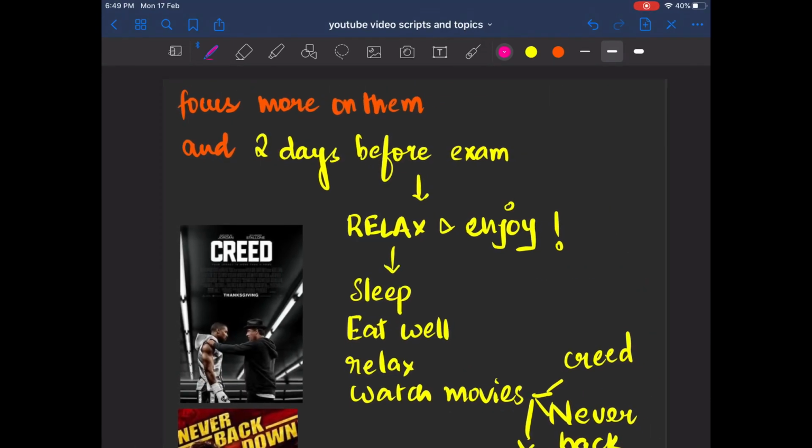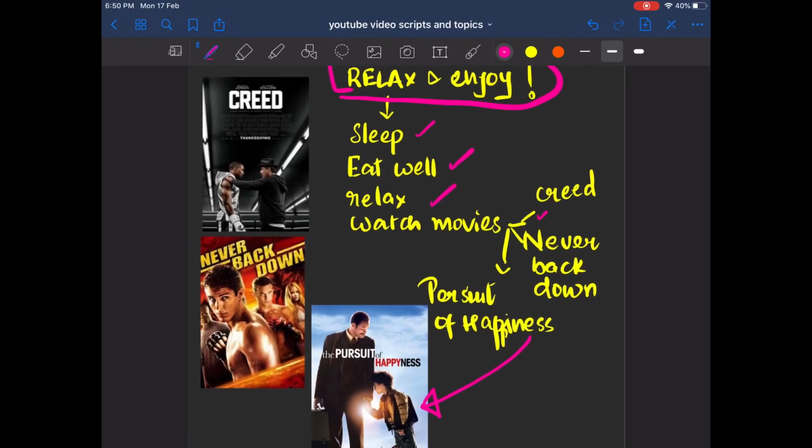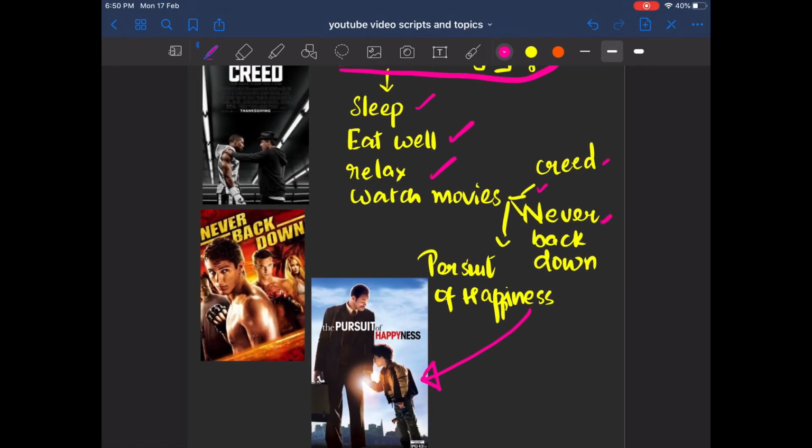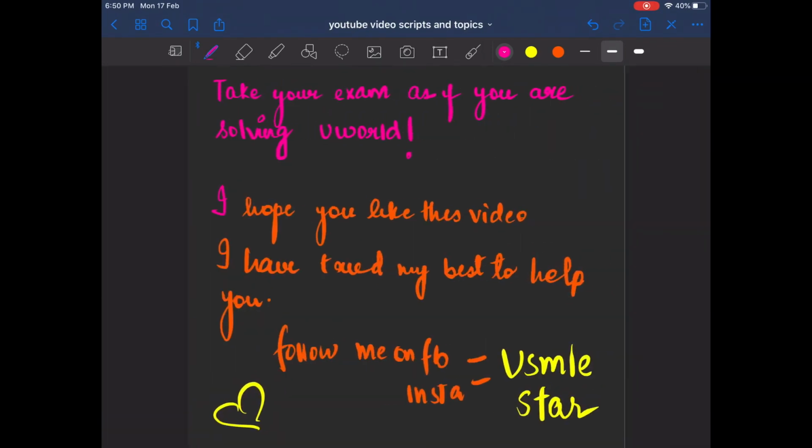Now just 2 days before the exam, you have to stop studying, you have to stop worrying. During this time you have to relax and enjoy. You can sleep, eat well, relax, watch movies. The 3 movies I want you to watch before your exam are Creed, Never Back Down, and The Pursuit of Happyness. These were the 3 movies that I used to watch before my exams because they gave me a boost of motivation. Trust me, these movies are so motivating that you will feel positivity all around you, your mind will be freshened and you will be all set to take the exam.